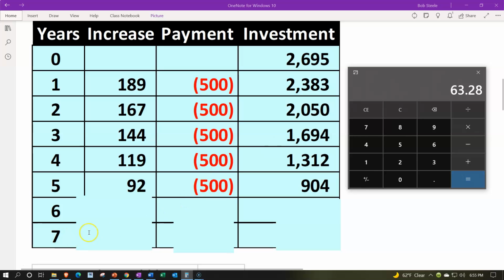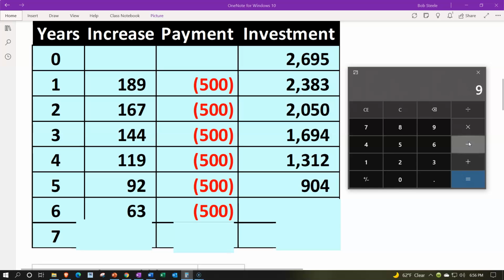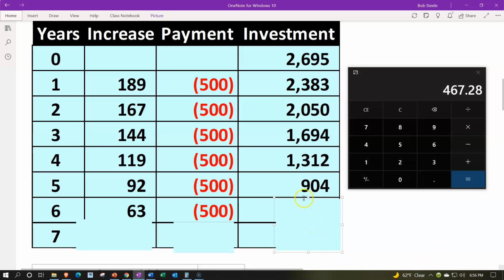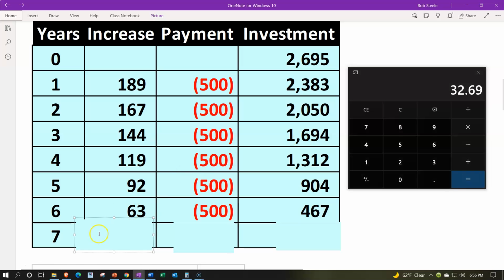I remembered it this time. That's going to give us then the 63. And then we're taking out the 500. So 63 minus 500 plus the 904 we had before is going to give us then the 167. And then 467 times 0.07 is going to give us the 32 finally.